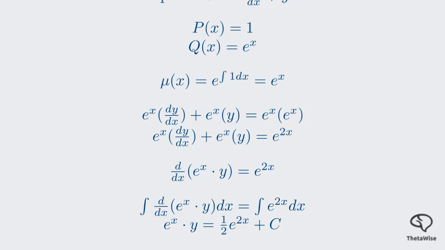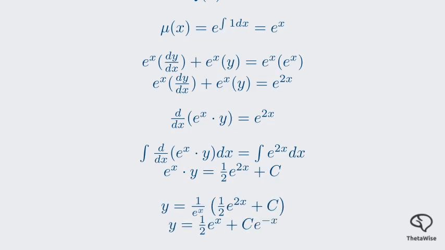Finally, we solve for y by dividing by e to the x. Our general solution is y equals 1/2 e to the x plus c times e to the negative x. This example shows how straightforward the method can be when the equation is already in standard form. For our third linear example, let's solve dy/dx plus 2xy equals 2x.